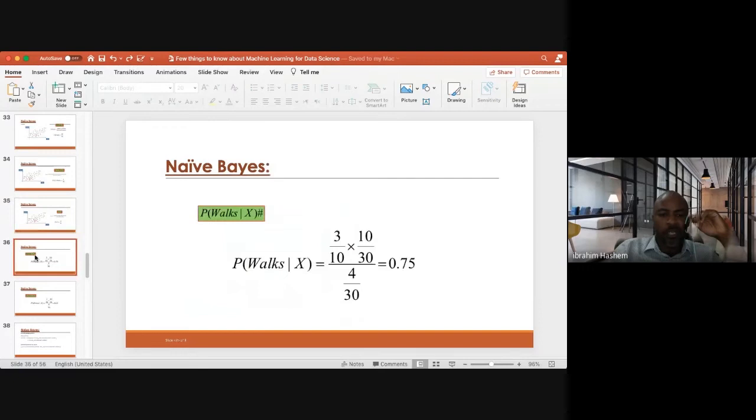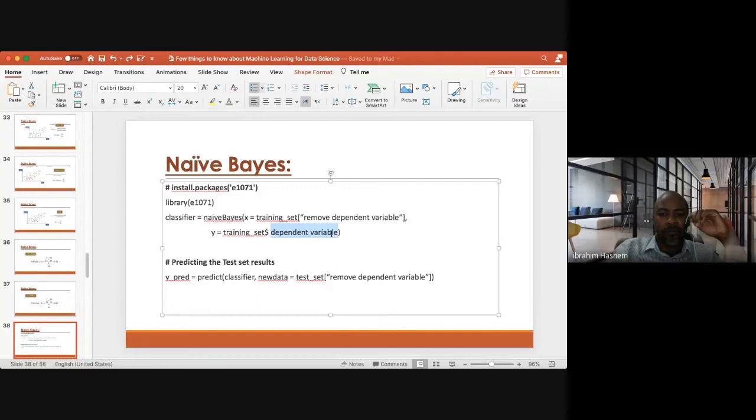So your class level will be here. And this is your age and your salary, the variables. So we just need to remove the last one, because you only have one class level. In any data set, you only have one class level. So you just have to remove that one, and you just need to put it here. So this is how you build your classifier.